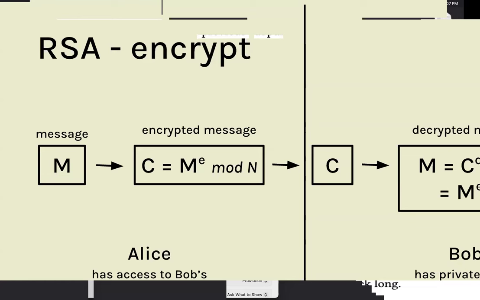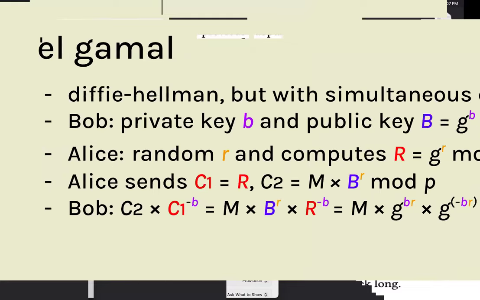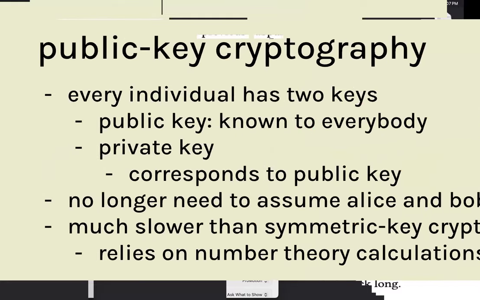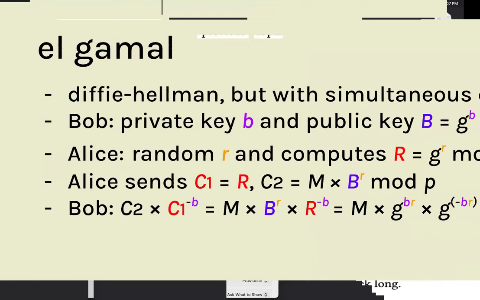Questions? Yeah. About ElGamal, what benefit does it offer over Diffie-Hellman? What is simultaneous? I don't remember off the top of my head.